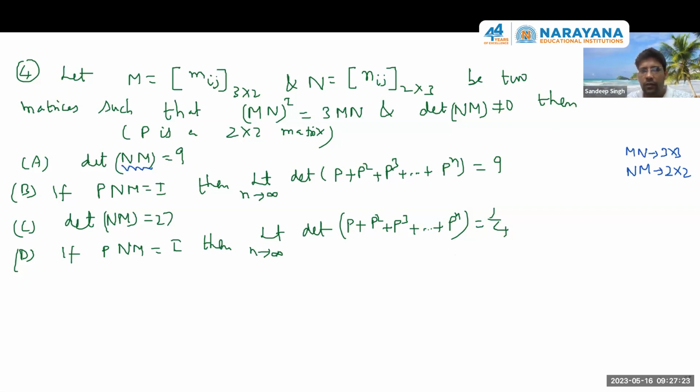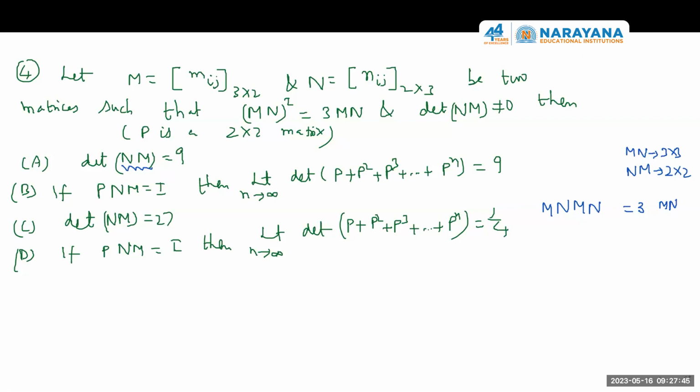So let me first write the equation. What is the equation? MN into MN. This is MN square, and this is equal to how much? 3MN. This is your given equation. Now, since NM is required, I am multiplying N to the left side, pre-multiplying N. So I should pre-multiply N here also. And I'm also post-multiplying M. So I must multiply post M in this manner. Is that clear? Can I do that? Yes, I can do that.